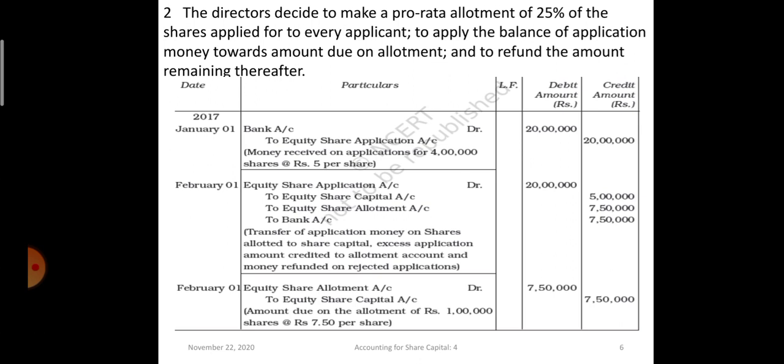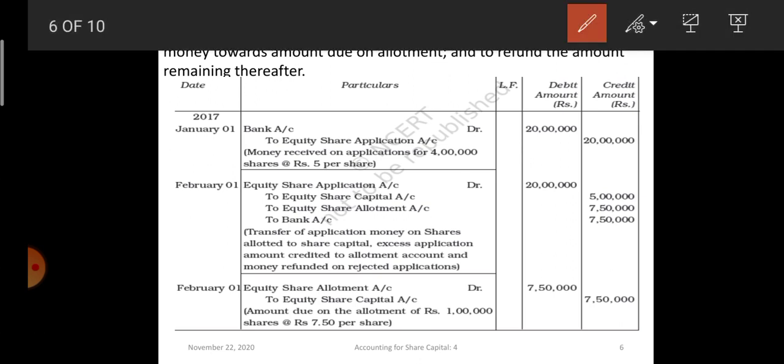Now see case 2. According to case 2, all the applicants were allotted shares. That means on 4 lakh applications, 1 lakh shares are allotted. That means it's a 25% allotment. On every 4 applications, 1 share is allotted to the applicant. The first entry will be the same: 4 lakh applications at the rate of rupees 5, it is 20 lakh rupees.